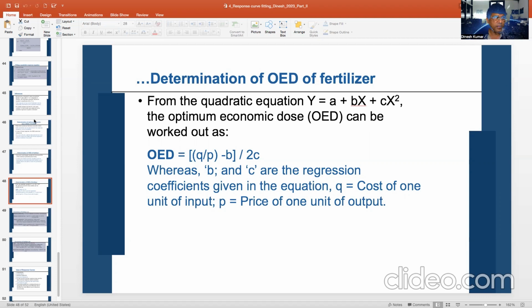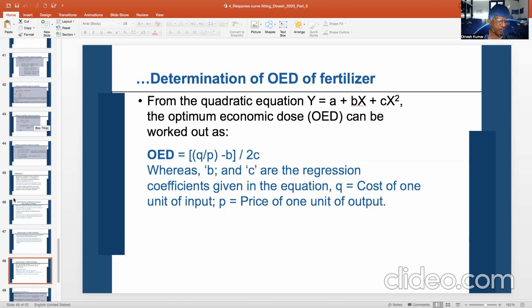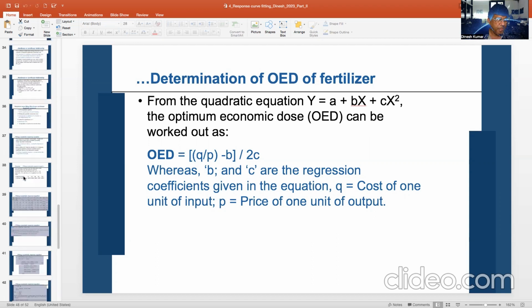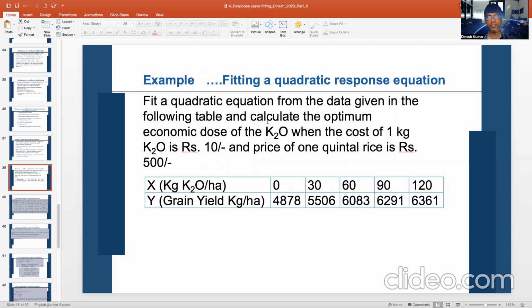And if you see the numerical where we started, here you see: fit a quadratic equation from the data given in the following table and calculate the optimum economic dose. Now the price and cost are given to you. Cost of 1 kg K2O is rupees 10. So 1 kg K2O is rupees 10. Okay, so it is easy. 1 unit price of input is 10. And price of 1 quintal of rice is rupees 500. So here you can see price is given for 1 quintal.